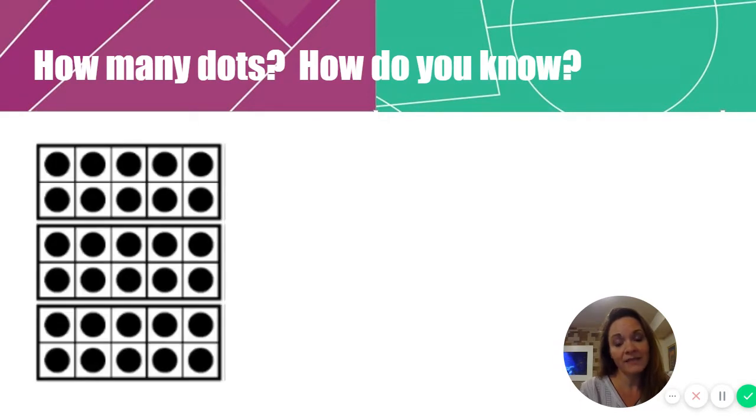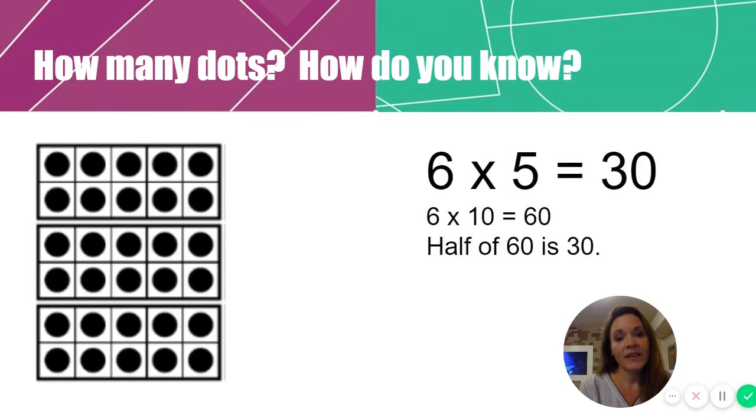How many dots? How do you know? Now there are 30 dots. Originally we saw 60 and they were now cut in half. Half of 60 equals 30. I can think about this as 6 times 5. If I look at each row, there are 5 on the top of my 10 frame and 5 on the bottom of my 10 frame. And I have 6 rows of 5. 6 times 5 equals 30, or 5 times 6 equals 30.